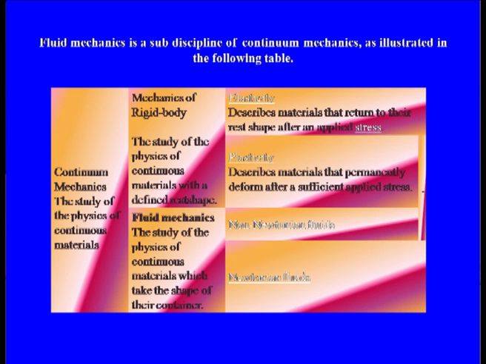Rigid body mechanics can again be thought of in two ways. One is elasticity, which describes materials that return to their rest shape after an applied stress. The second one is plasticity, which describes materials that permanently deform after a sufficient applied stress. Fluid dynamics again can be divided into two types of fluids: non-Newtonian fluids and Newtonian fluids. However, we will discuss these in the latter part of my talks.